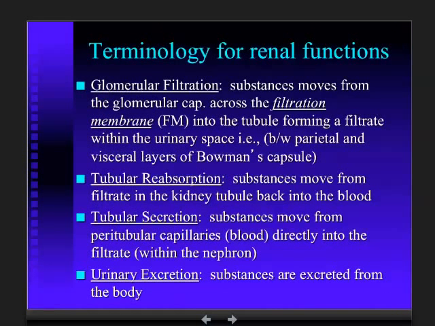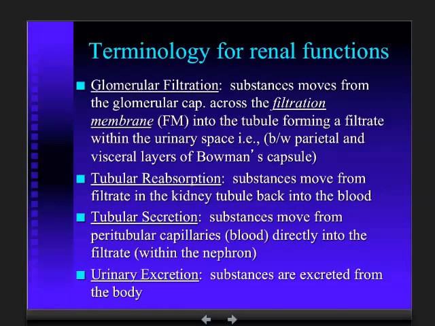Reabsorption simply means removing something that's in the filtrate, in the tubule, and pulling it back into the blood, which means you're putting it back into the body. Right? You're keeping it. You're not going to be pissing it away. Does that make sense? You pull it out of here. That's called reabsorption.